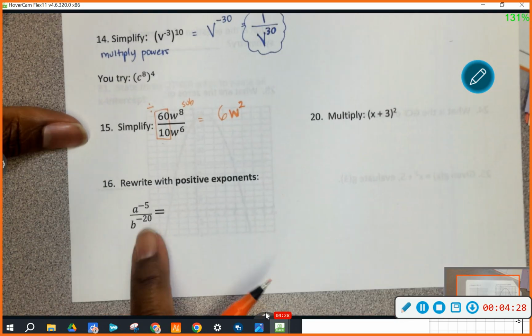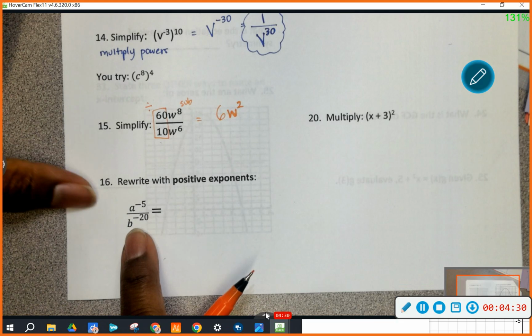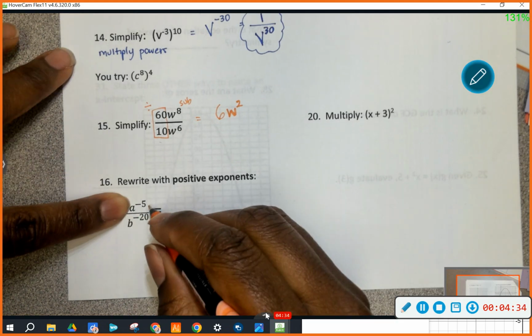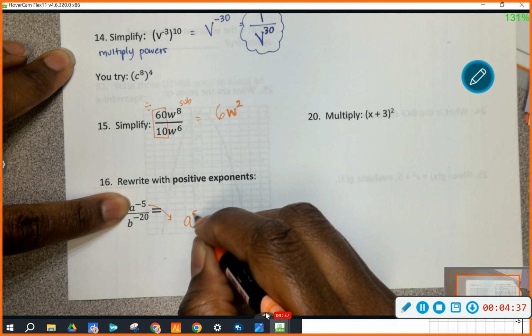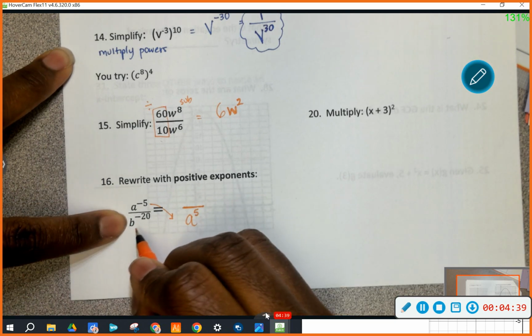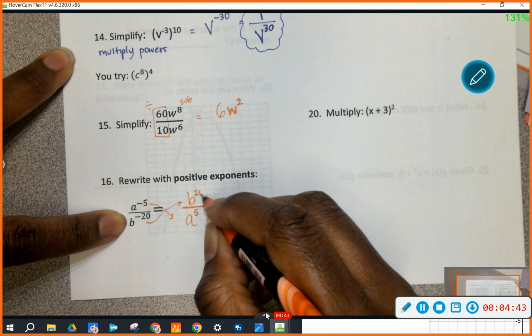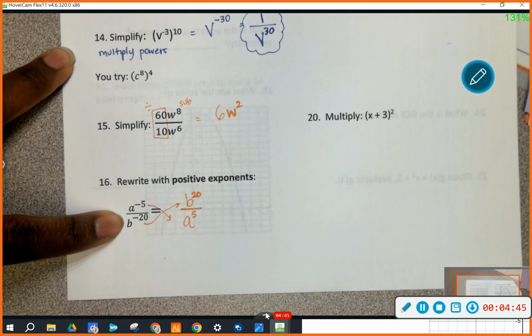All right. And then once again, the little hidden rule about exponents. You can't leave anything negative. So if it's at the top and it's negative, you push it to the bottom where it becomes positive. If it's at the bottom and it's negative, you push it to the top where it becomes positive. And that's going to be it.